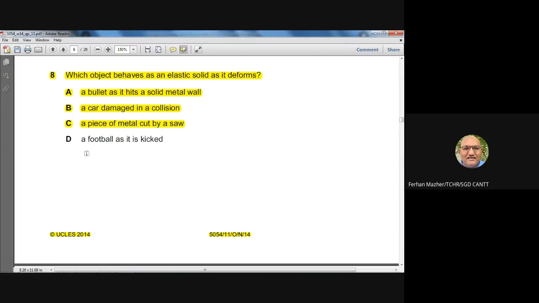By mistake, I have highlighted the whole thing. And D is the right answer. Question number 8, D is the right answer.